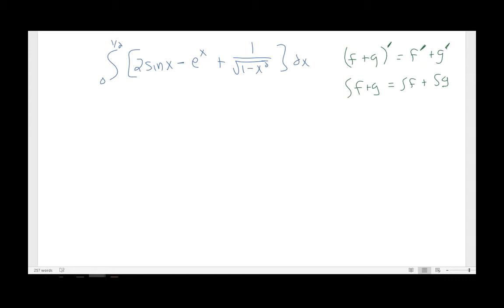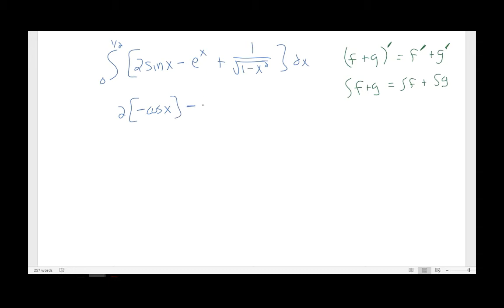So instead of writing this next step where I put the integral in front of the 2 sine, the integral in front of the e to the x, and the integral in front of 1 over root 1 minus x squared, I'm just going to say verbally that that's what I'm doing, and then write my antiderivative. So for this first term, 2 sine x, I'm going to pull the 2 out. And then what's the integral of sine x? That's negative cosine of x.